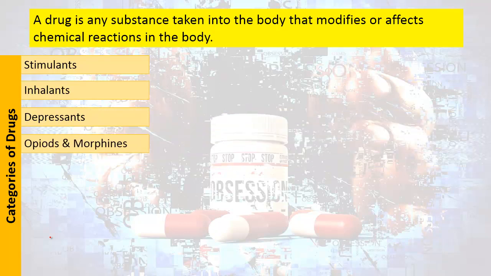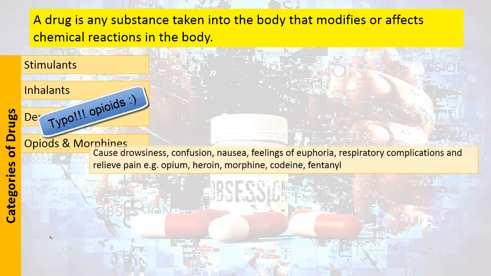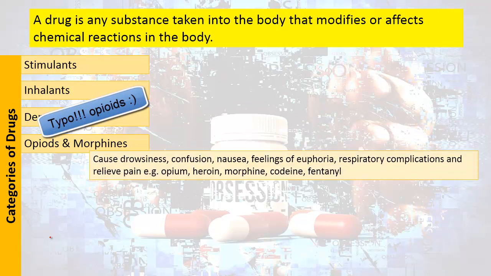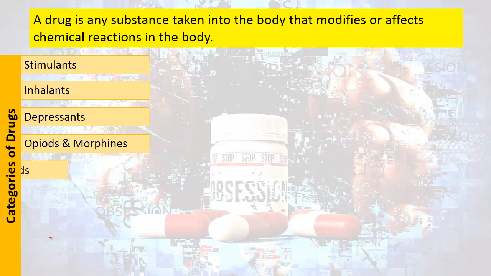The fourth category are opioids and morphines. These again cause drowsiness, confusion, nausea, feelings of euphoria, extreme happiness, as well as respiratory complications, and they relieve pain. So again, they can be used as prescription drugs by doctors to relieve extreme pain. You would have probably heard of morphines being used to relieve pain. Examples of these are opium, heroin, morphine, codeine, and fentanyl. However, when you see the drowsiness, confusion, you should know it again affects your brain and your central nervous system.